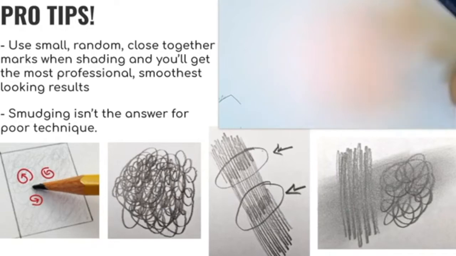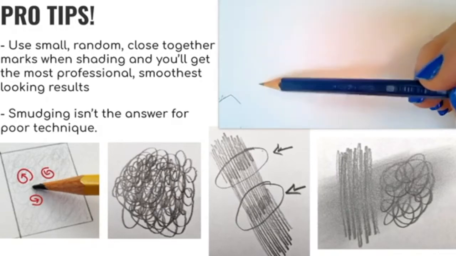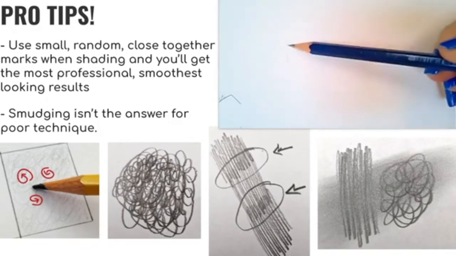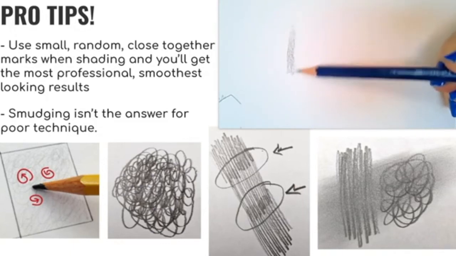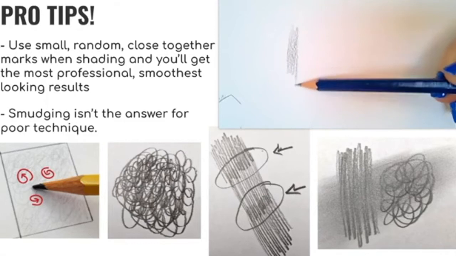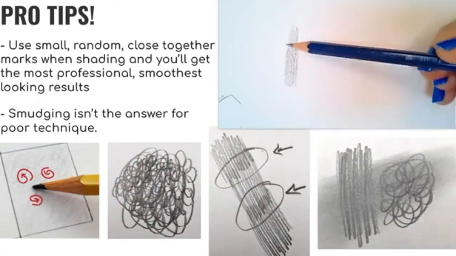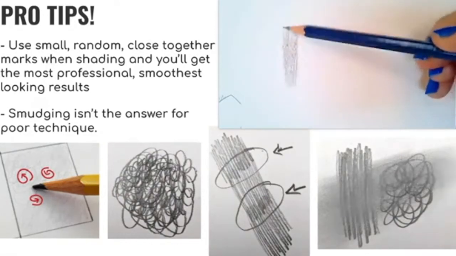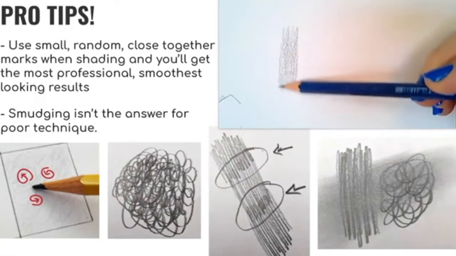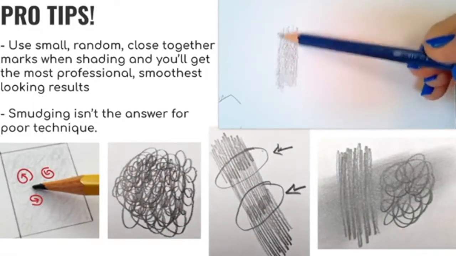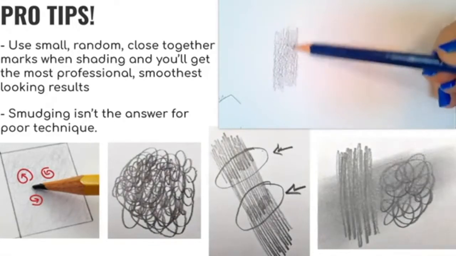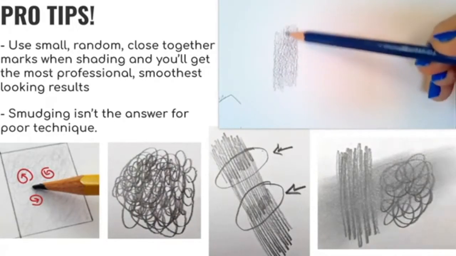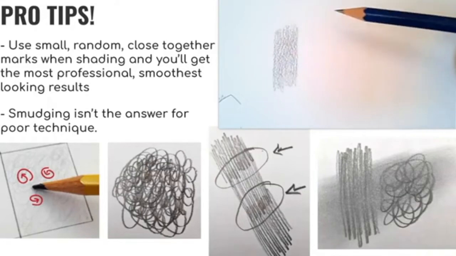So the first thing you want to do is use small, random, close together marks whenever you're shading. And typically you want to shade in the same direction. You can see my pencil, I'm not really picking it up a whole lot. If I am, I'm trying really hard to keep the same amount of pressure at the beginning of my mark as I am at the end of my mark.